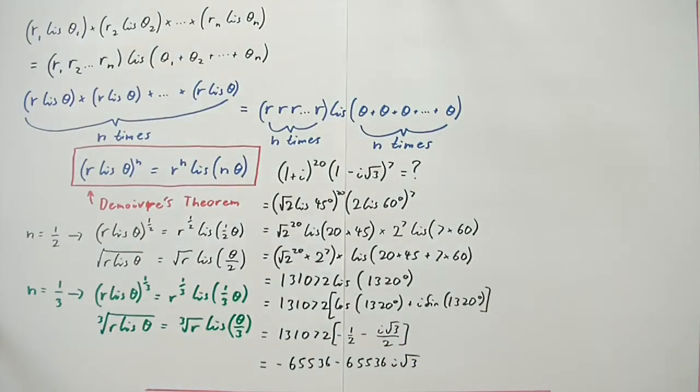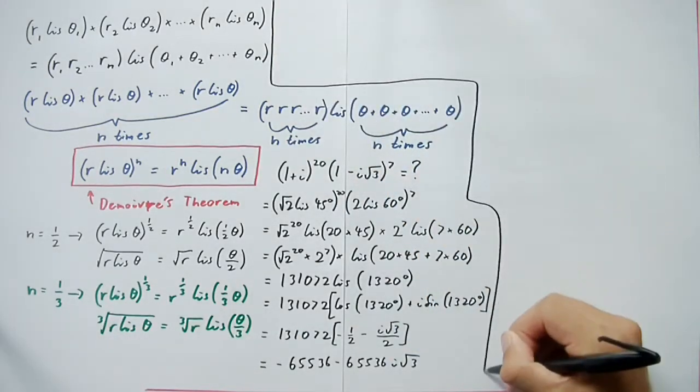Great, so that means 1 plus i to the power of 20 times 1 minus i root 3 to the power of 7 is equal to negative 65,536 minus 65,536i times the square root of 3. Now that just goes to show you how powerful De Moivre's theorem really is. But that's only the beginning. Now we're ready to look at roots.